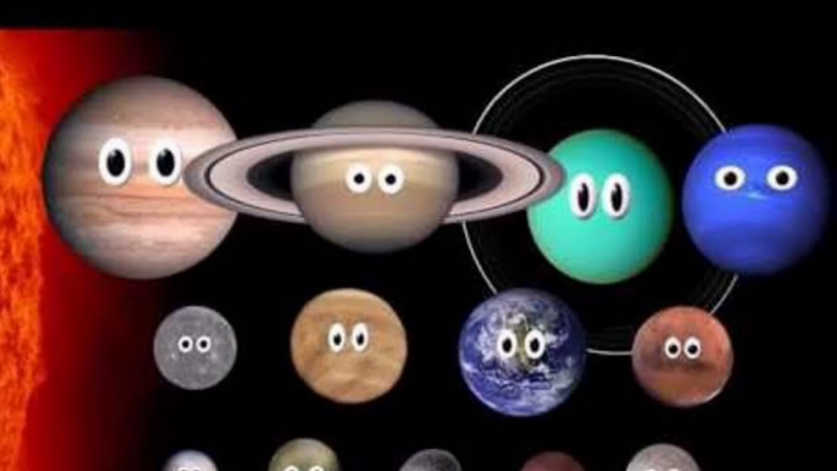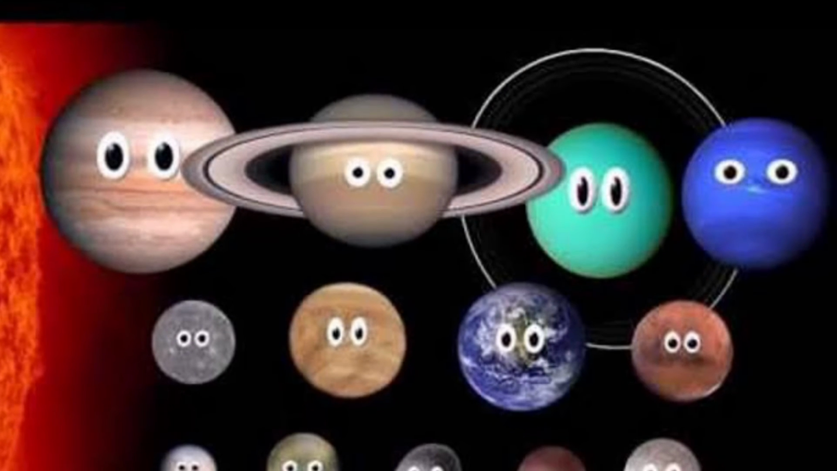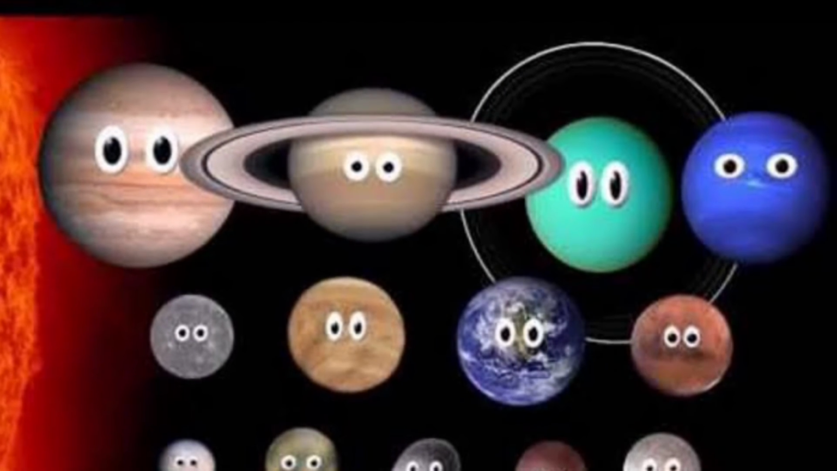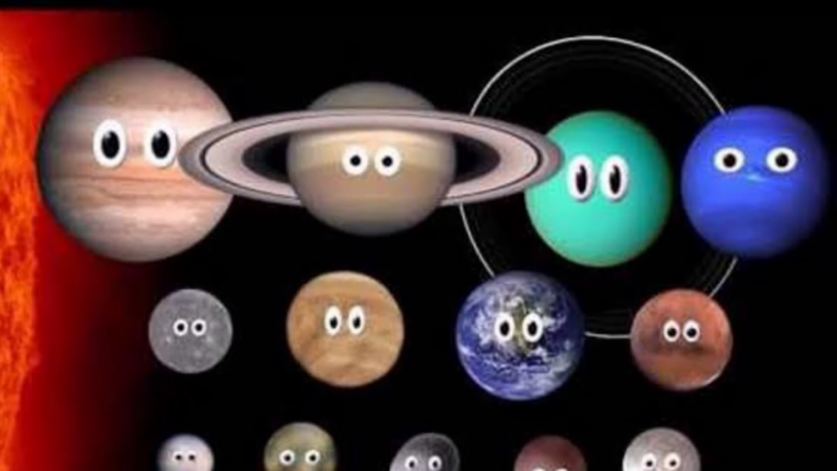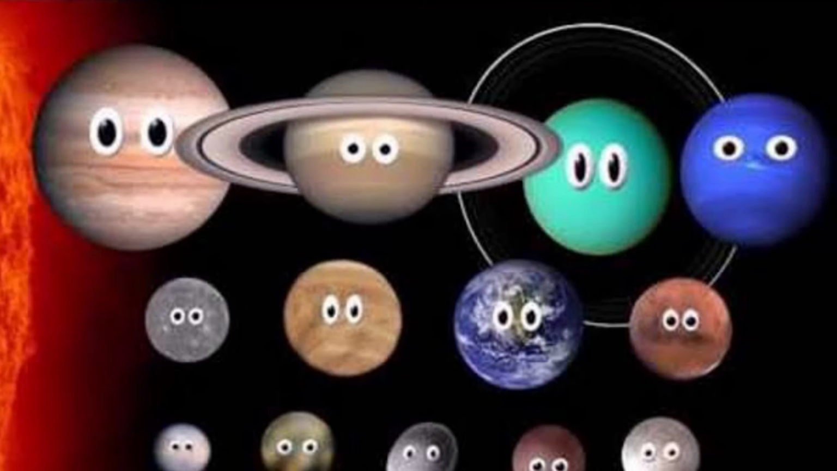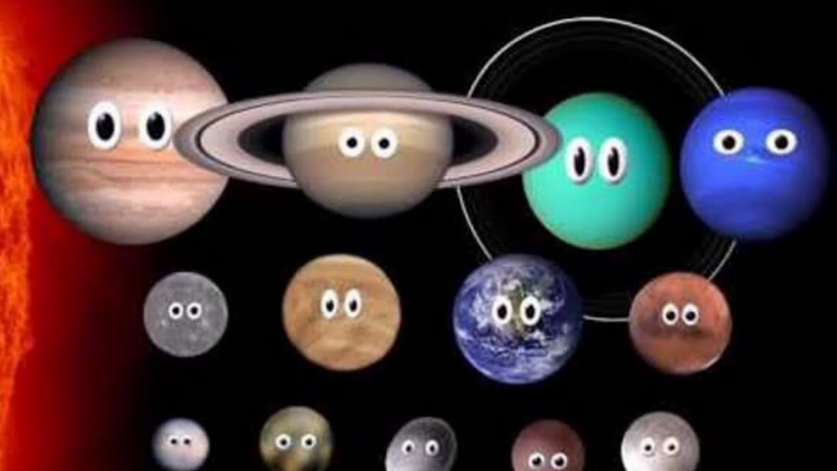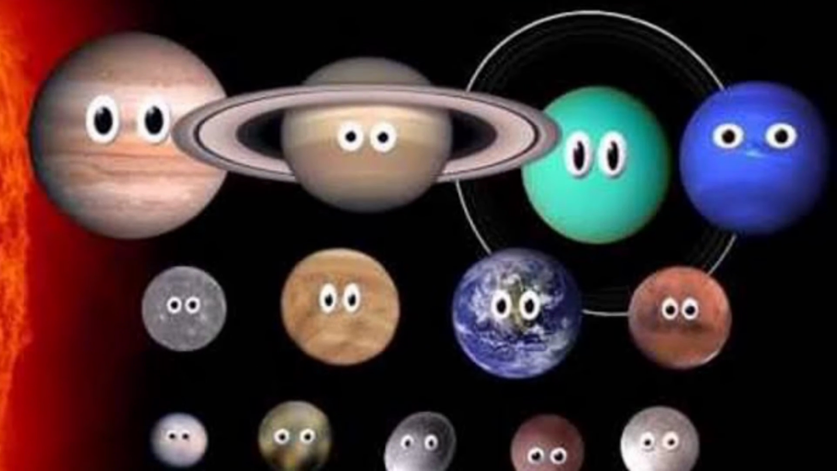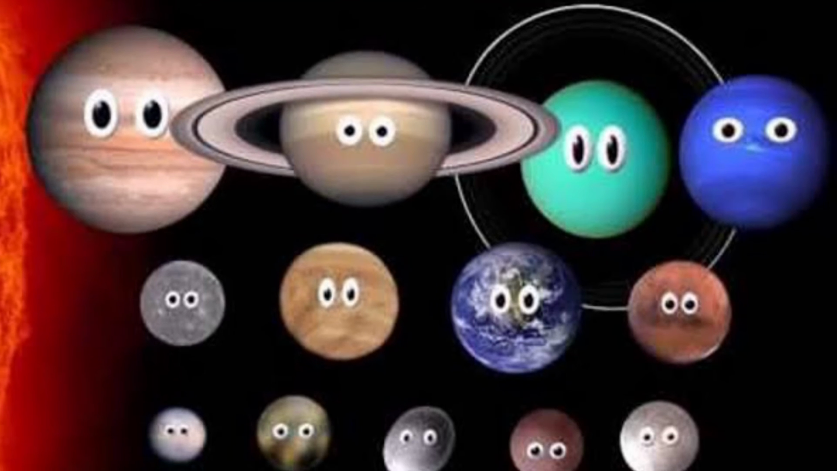On the other hand, the dwarf planets Pluto and Eris have inclinations to the ecliptic of 17 degrees and 44 degrees respectively, and the large asteroid Pallas has an inclination of 34 degrees.